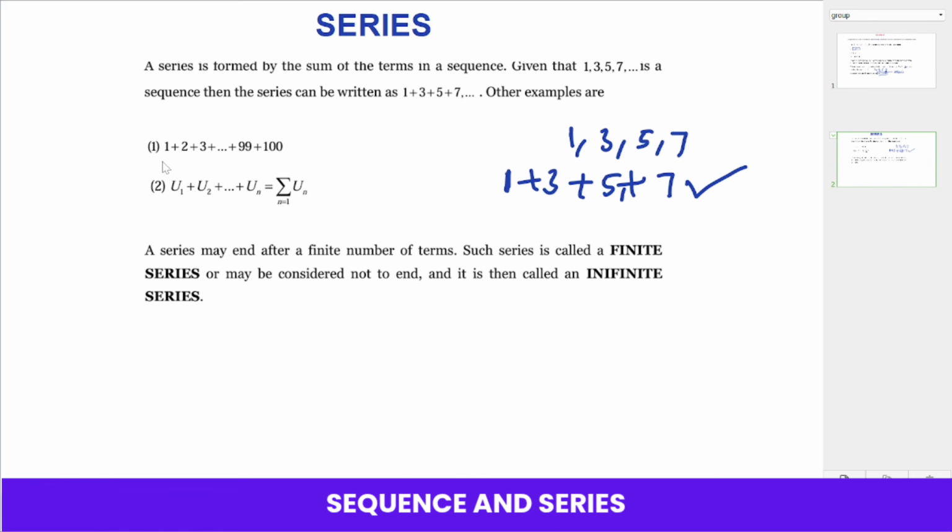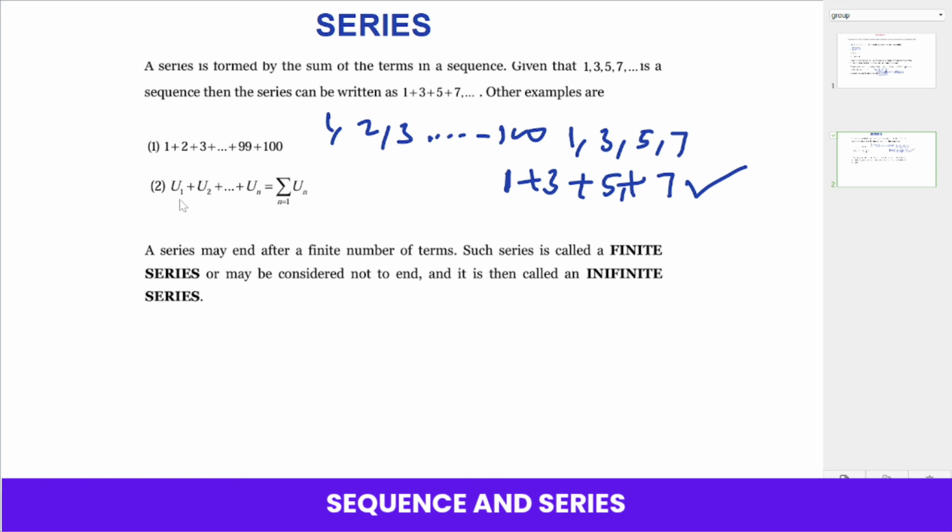Okay, so let's take an example. Example 1, we have 1, 2, 3 up to 100. So this is an example of a series. It was a sequence at the point where it was 1, 2, 3, and then up to an infinite number. Here it's up to 100, so it becomes a finite sequence. Once we add all these numbers together, then at that point it becomes a series.